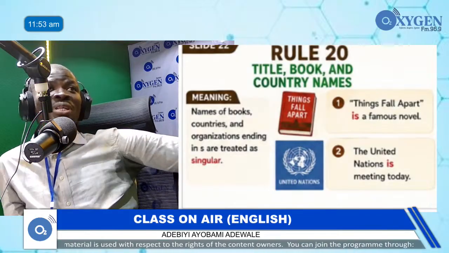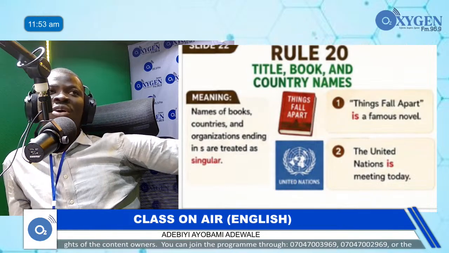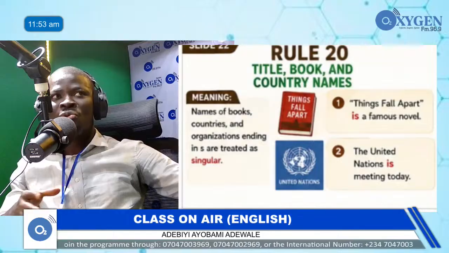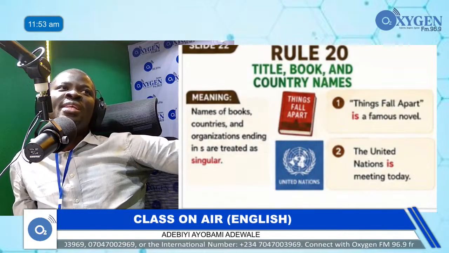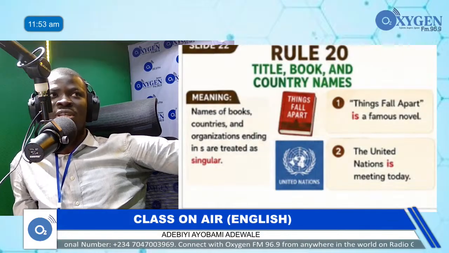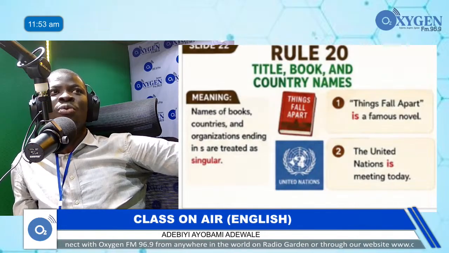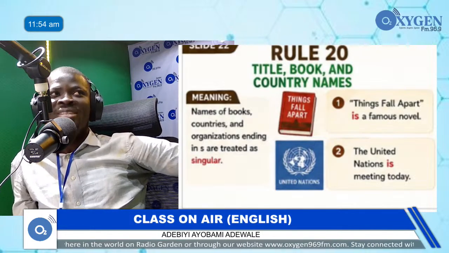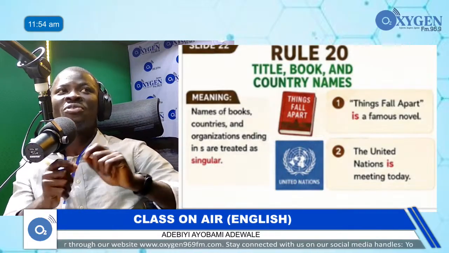Lastly, today we have rule 20, the rule of titles, books, country names, etc. When we have a long string of words involved in a title, book, or country name, we give them a singular verb afterwards. Names of books, countries, and organizations ending in s are treated as singular too. Things Fall Apart is a famous novel. Do not consider that the words involved in the title of that book by Chinua Achebe are three. All the items or words present in that title are considered as one.